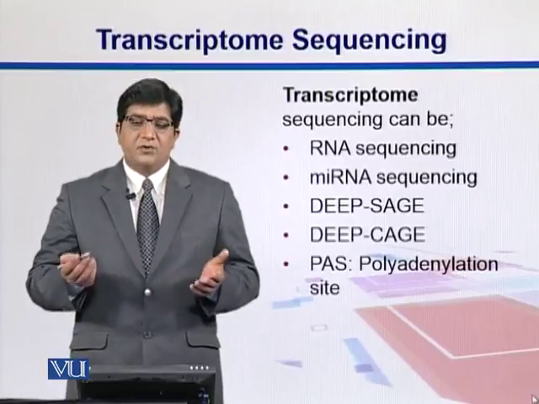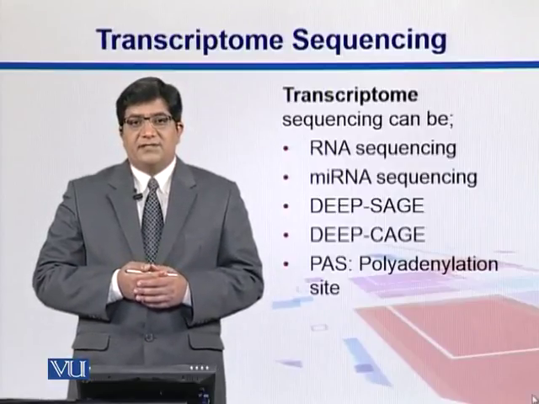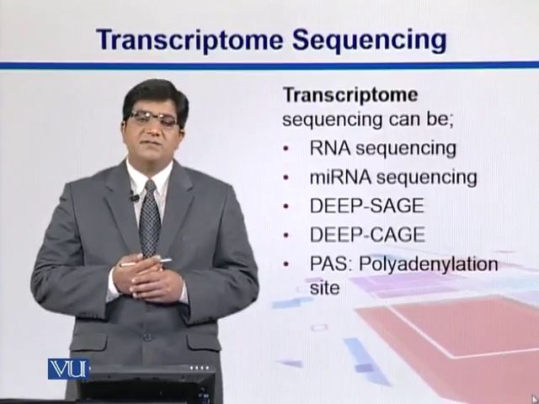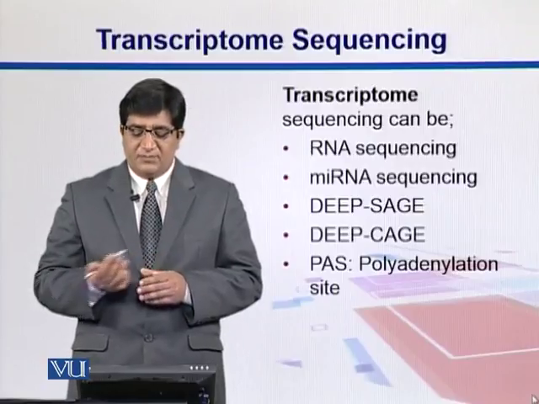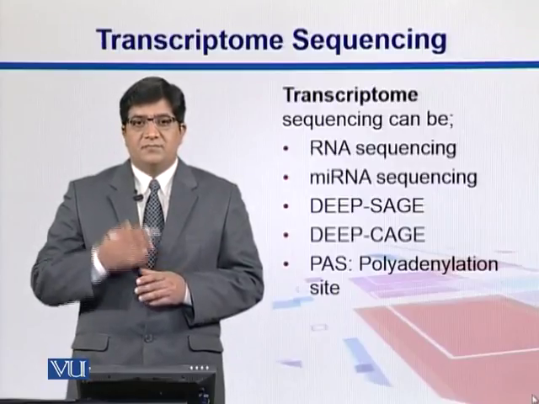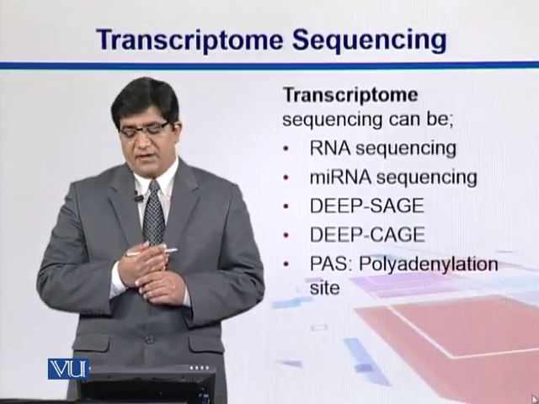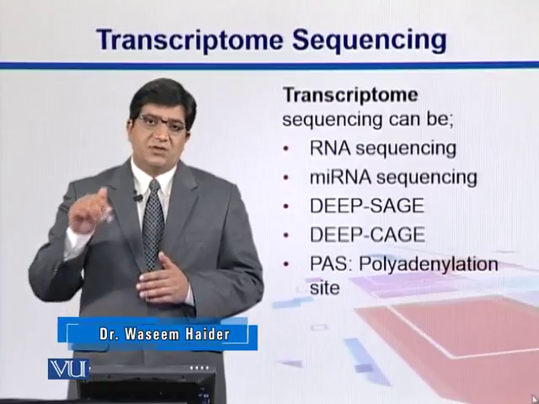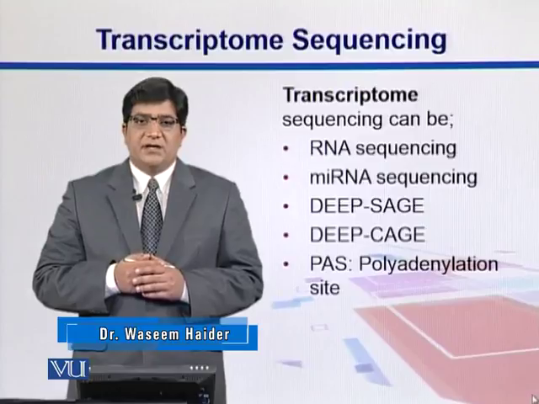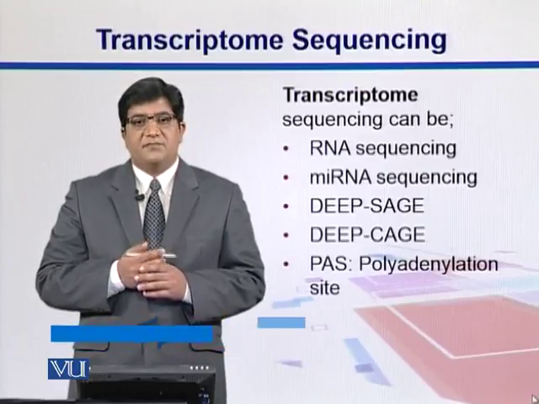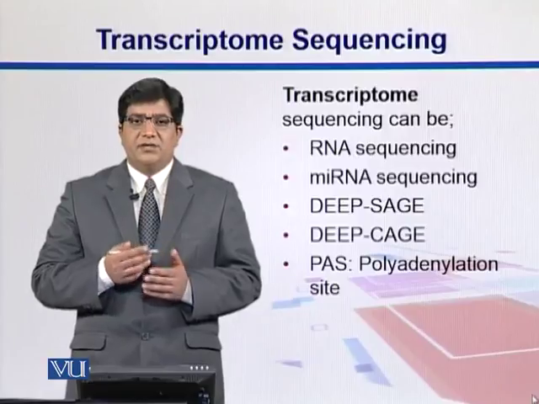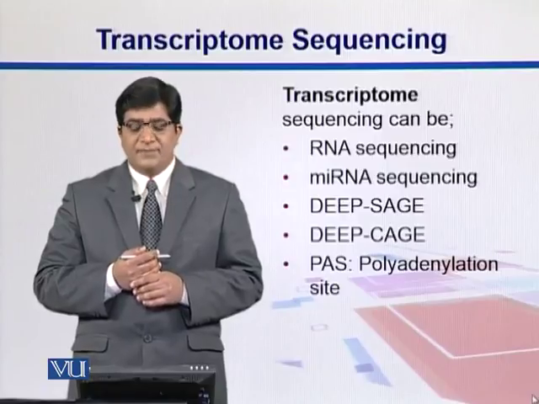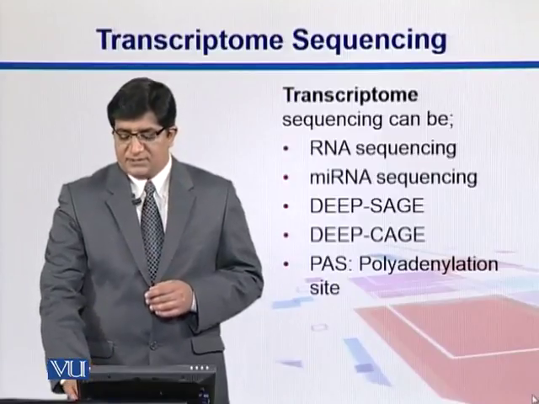So transcriptome sequencing can be what we call RNA sequencing, where we study the messenger RNA mainly. It can be microRNA sequencing, deep SAGE, deep CAGE. These are the old techniques, but now SAGE has been replaced by RNA sequencing or RNA-seq. That also focused on capturing the messenger RNA, or the expression of the genes. We can also study the polyadenylation sites, the sites where poly A tails are attached to messenger RNA. That is also included in transcriptome sequencing.